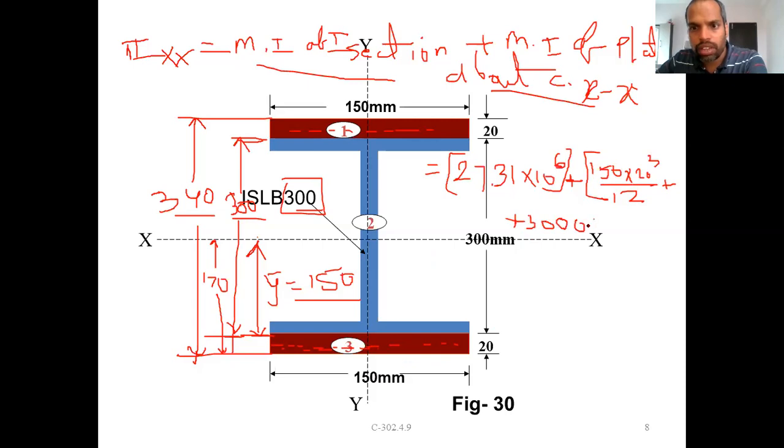3000 into H square. Now see the H. What is the H? H is nothing but from where to where? From the centroid of this one to the centroid of this one. This is H.